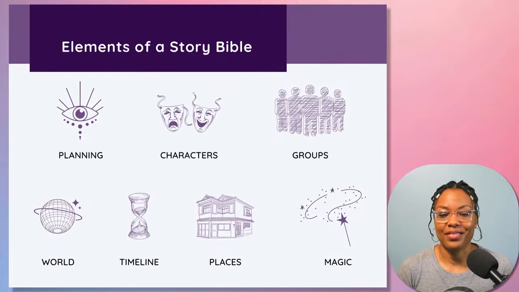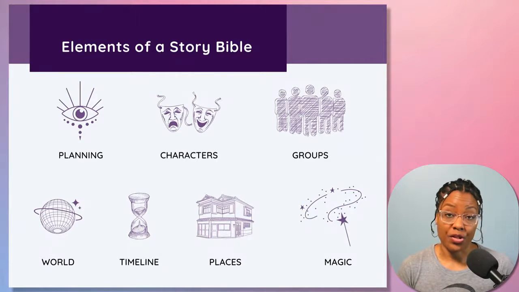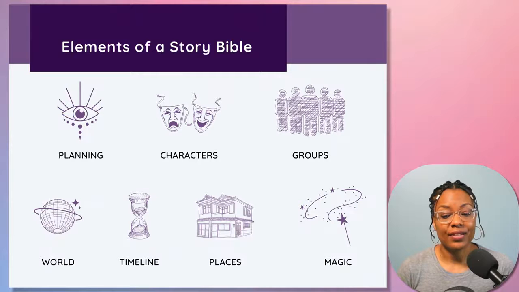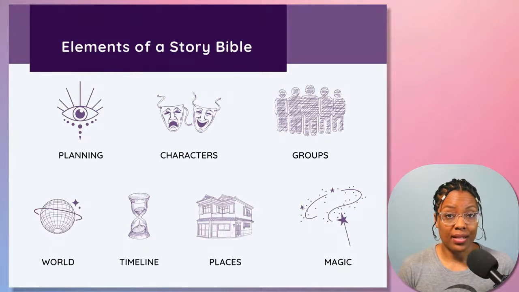So what are the elements of a story Bible? I've broken this down into 7 parts, and they are a space to plan your book or your series, a space for characters, for groups, for the entire world and the world building details. And this is regardless of what genre you write, whether you're writing speculative fiction, sci-fi, fantasy, or contemporary, historical, our world. You're still doing world building, and the Story Bible is a great place to keep all of those details. Your timeline and events, the places and locations, and then if you are doing some sort of speculative fiction, then magic or technology if you are into science fiction.